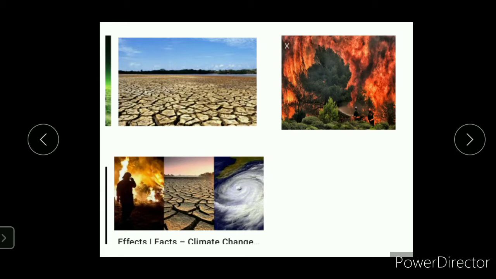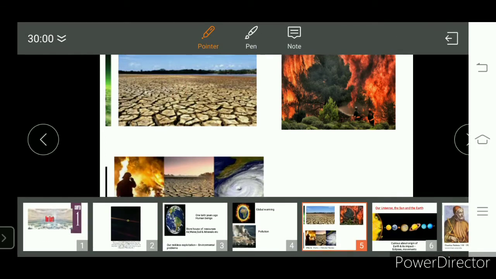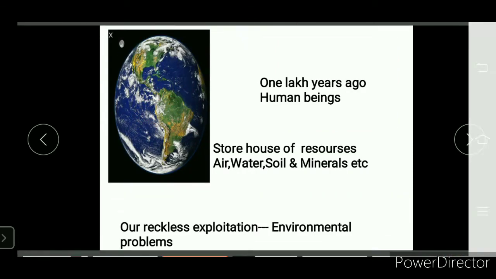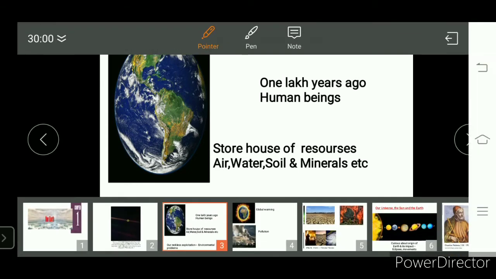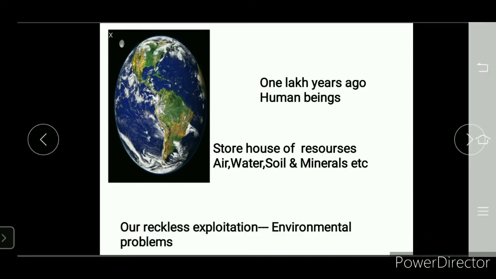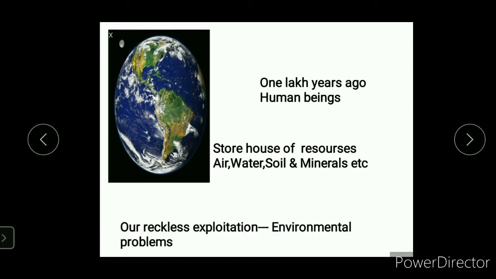That means it is a system. Earth is a system. My dear students, it is a system. Earth is a system in which we find many subsystems. What are those? I will give you a point to make it clearly understood. That is biosphere, lithosphere, atmosphere, and hydrosphere. All these are the systems we find in the earth.